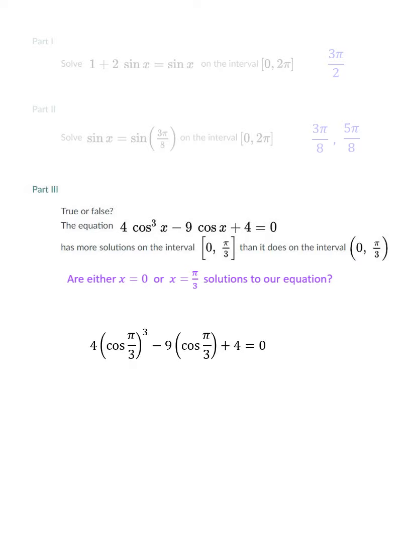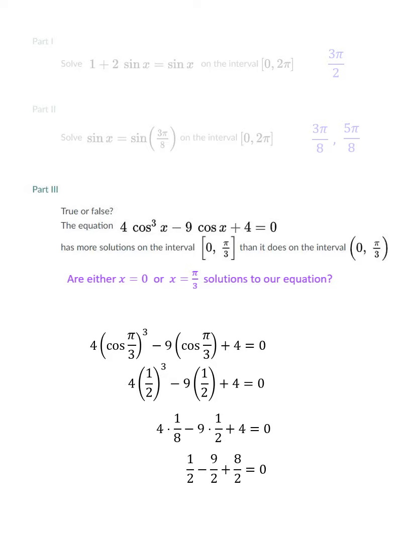Let's examine pi over 3. Plugging pi over 3 into this problem and doing all of the nasty algebra, which I'll let you hit pause and examine yourself if you'd like. Doing all the nasty algebra shows, in fact, that pi over 3 is a solution to this problem.